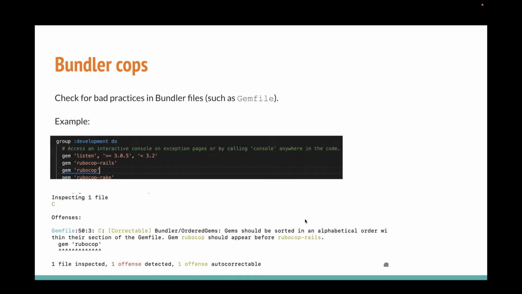Yeah, and the last one is the bundler cops. It checks bad coding practices in bundler files, such as the Gemfile. Here in the example, I've shown a simple case where Rubocop is suggesting we arrange the gems in alphabetical order. So it detects the bundler cops in the Gemfile in this way.